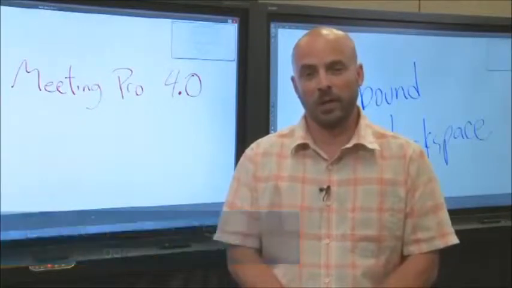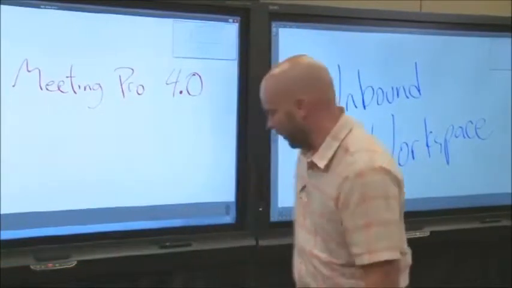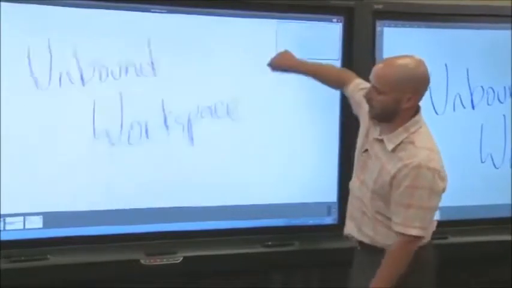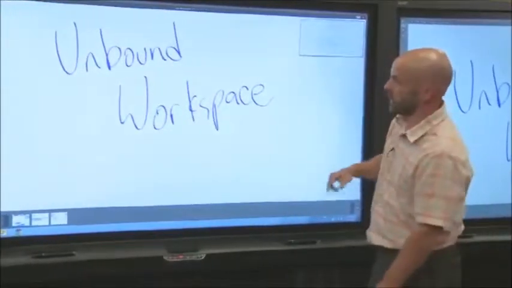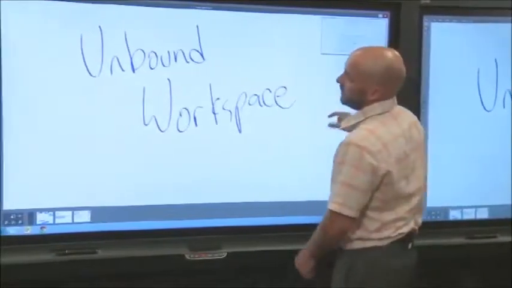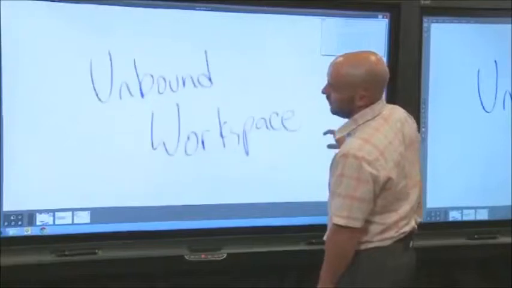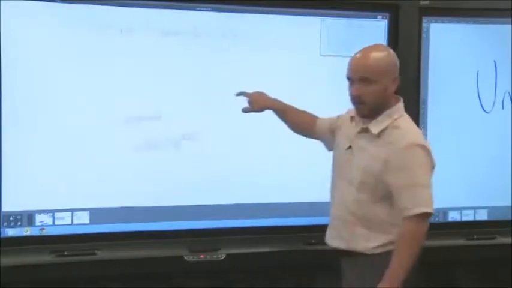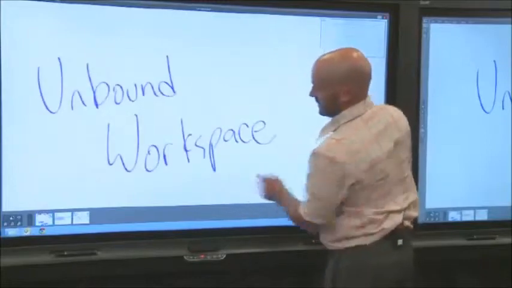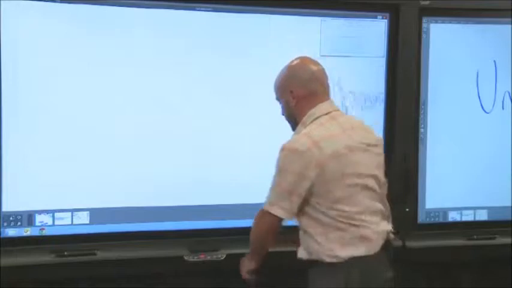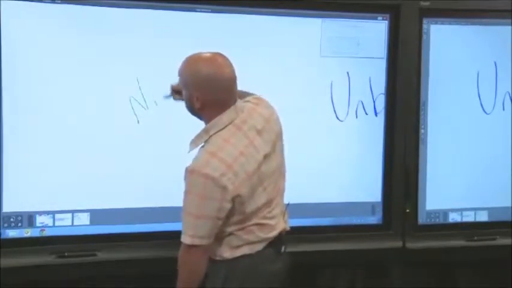Today I'm going to talk to you about one of the new features of Smart MeetingPro 4.0 called the Unbound Workspace. Now, with previous versions of MeetingPro, I always had the ability to move the page up, and I could continue writing notes beneath it. With 4.0, we've removed all the bounds on the workspace. So not only can I move up and down, but I can move left and right. And I can also zoom out and look at a larger amount of notes, or zoom in and work on some specific details. Now, the advantage of this is I never run out of space in any given direction.